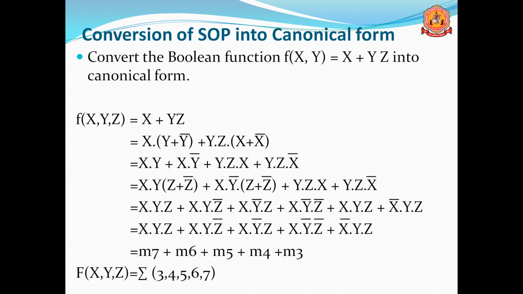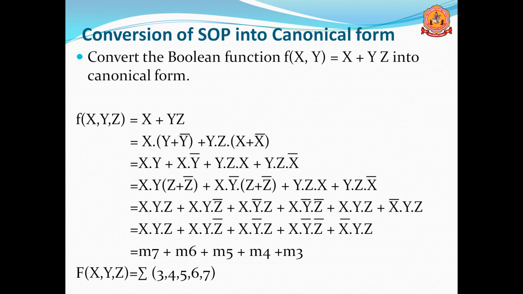We'll take one example. Convert the Boolean function f of xyz equals x plus yz into canonical form. See here, f of xyz, three variables are there. X plus yz is given. If you go for the first term, y is missing and z is missing. In the second term, x is missing. So in the first term, I multiplied with only one term.